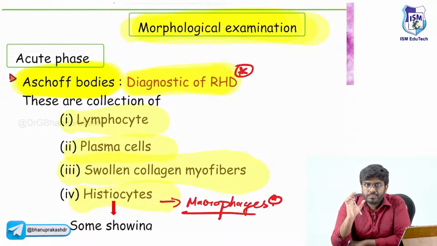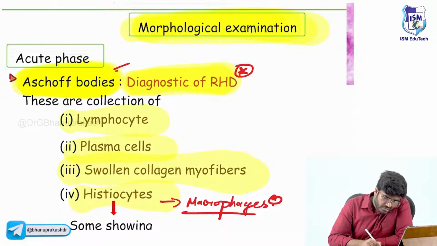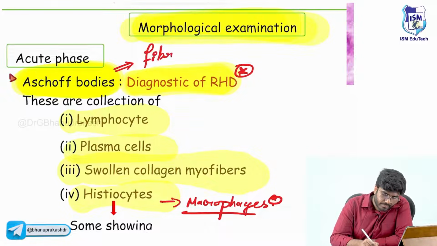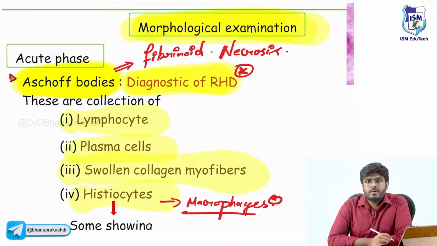It's a granuloma. They will ask you in your exam, sir: in the area of Aschoff bodies, which type of necrosis is there? Fibrinoid necrosis. Again MCQ, this is a very important MCQ. Aschoff bodies are pathognomonic for rheumatic heart disease.